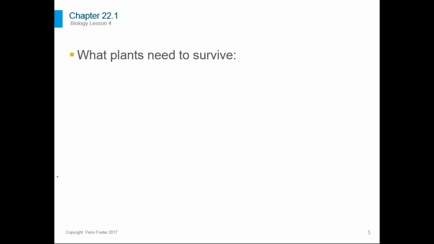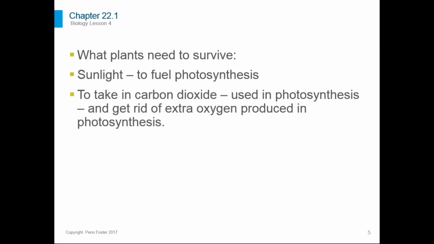All right, so it talks about, at the beginning of the chapter, what plants need to survive. So all plants need several things. They need sunlight, which fuels photosynthesis. They need to take in carbon dioxide and release oxygen. So carbon dioxide is used in photosynthesis, and the plant needs some oxygen, but the process of photosynthesis makes a lot of extra oxygen that they have to get rid of. To them, it's a waste product.